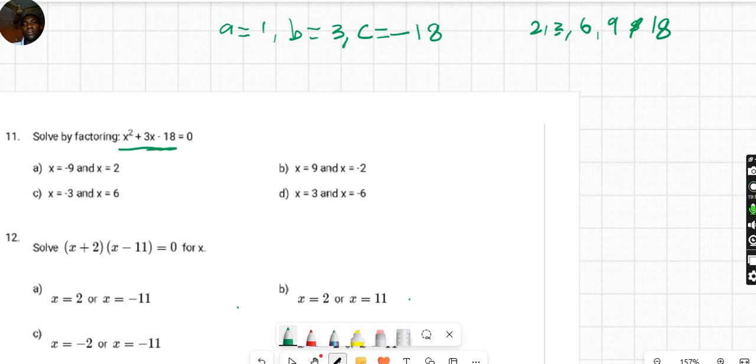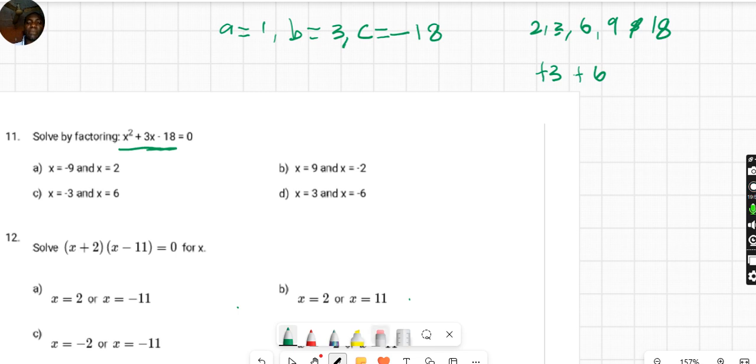Alright, so we need to find two factors that when you add them, they will give you 3, and when you multiply them, they will give you minus 18. So you can see that since there's a negative 18 there, you can't use two positive numbers. We have one positive and one negative. So let's see now. Let's try plus 3 and plus 6. We're adding them now. 3 plus 6. Will it give us 3? No. So we can't use plus and plus.